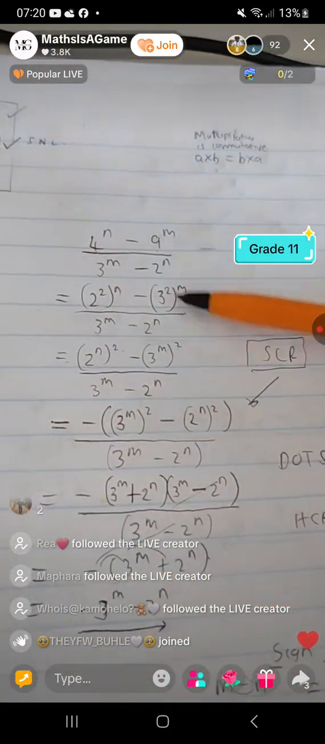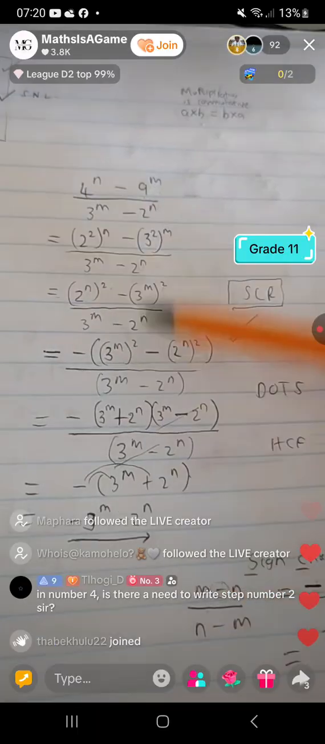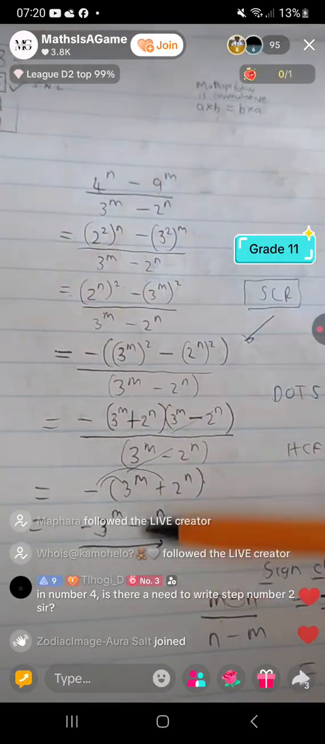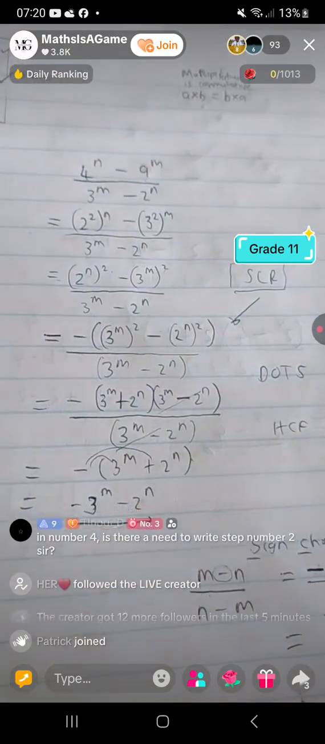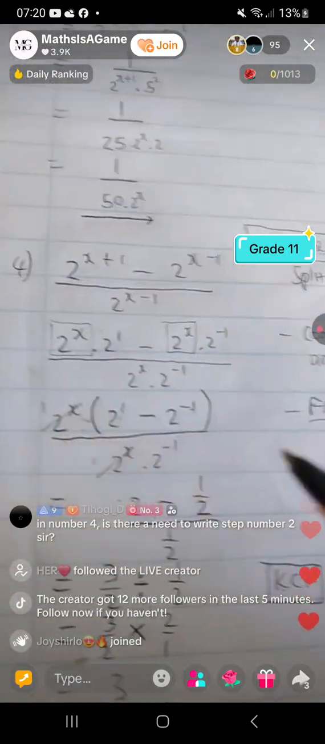This one in this situation was a bit different, because the type of factorization we applied here was difference of two squares.